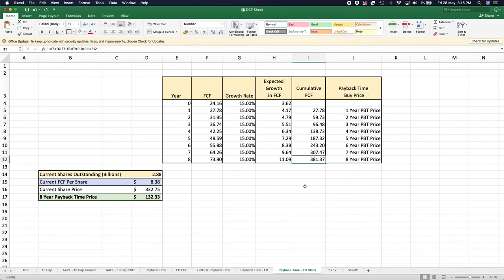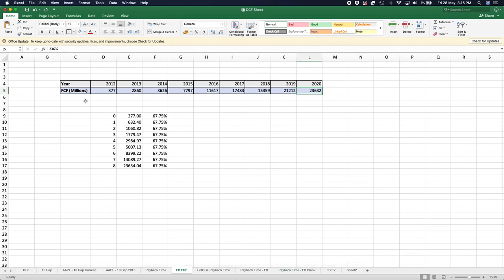And just to look at the general trends of Facebook's free cash flow, I'll jump into another tab because I went and looked back over the previous years. So here we can see effectively if year zero was 2012, then they were making 377 million. And we can see just how much the free cash flow has grown over these 8 years. We've gone here to 2 billion, then 3.67, and we kind of jumped all the way here. And this was the 2020 free cash flow, which is 23.6 billion.